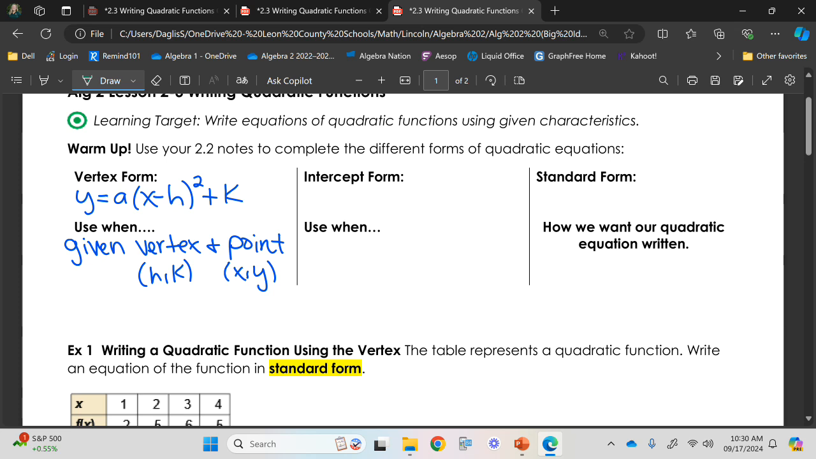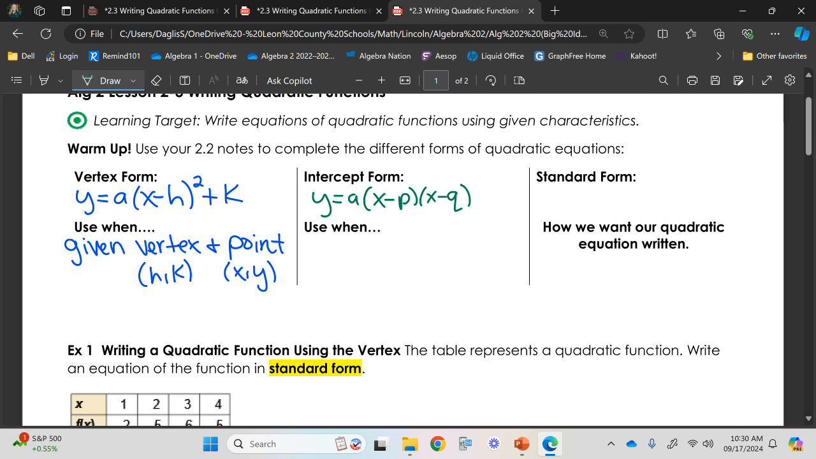The last form we talked about in 2-2 was intercept form. Does anyone have that in front of them that they can tell me? There we go. Beautiful. So I had our p's and q's. Nothing was being squared because it's already in factored form. This is the only one that doesn't have the square going on.